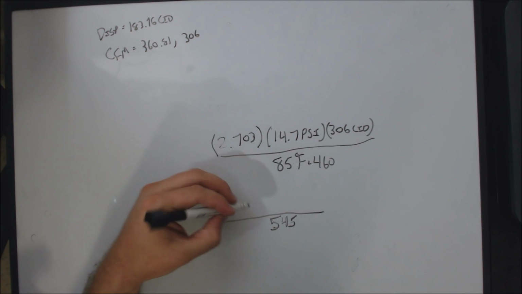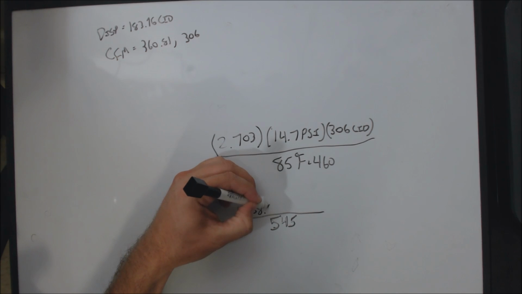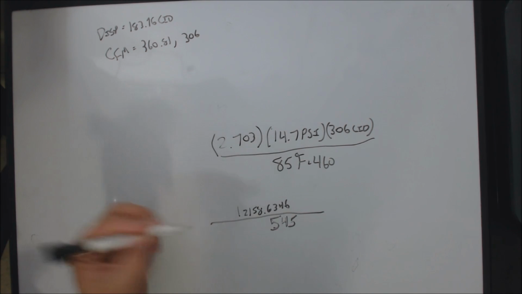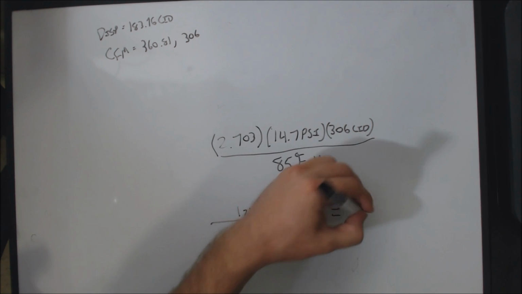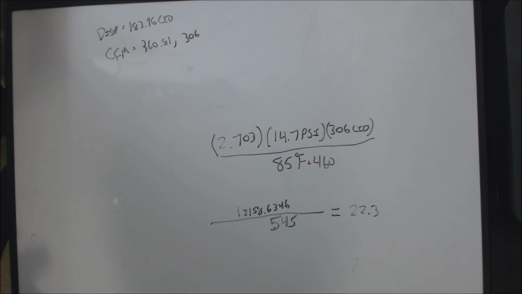And multiplying these, I get a very high number. But divided by 545, I get about 22.3-ish for my mass flow rate.